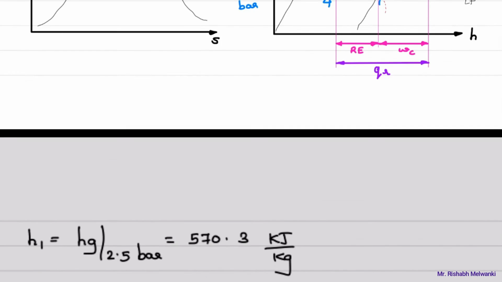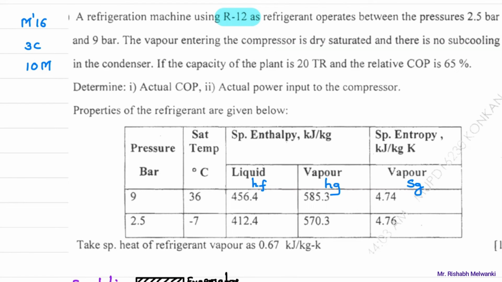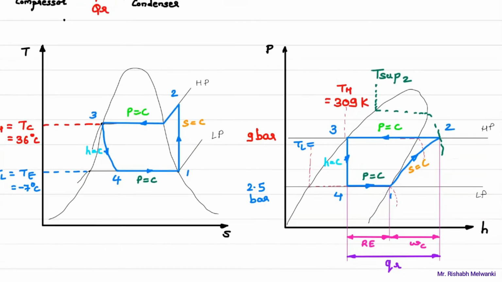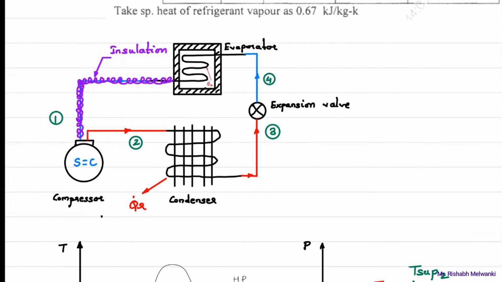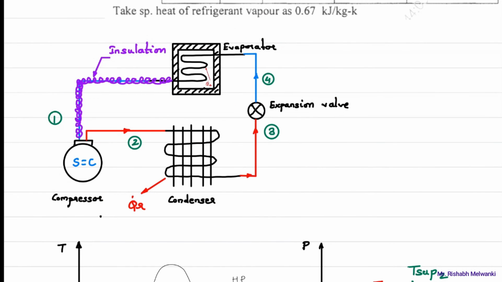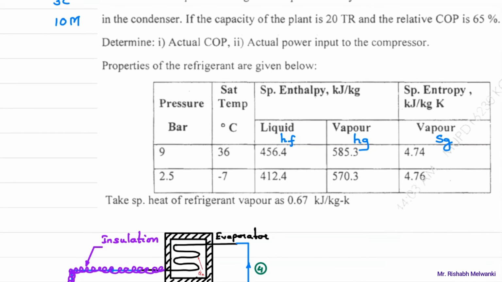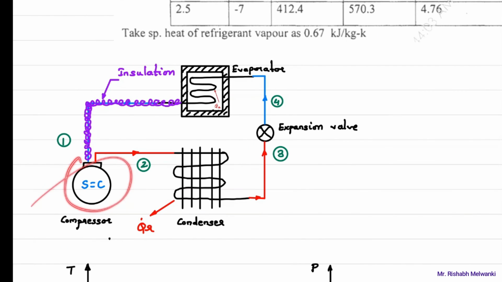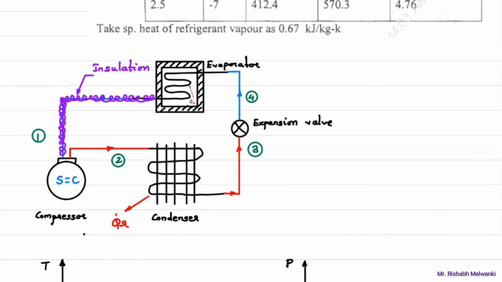What is given? Heat absorbed, or the capacity of the plant, is 20 TR, and this capacity means where is the heat absorbed? Heat is absorbed in which device? Evaporator. So we are using the equation of heat absorbed in the evaporator to find mass flow rate of refrigerant throughout the vapor compression refrigeration system. By taking that mass flow rate, we will find power input to the compressor. There we will use m dot r into H2 minus H1. But we require m dot r, so we are first calculating m dot r, mass flow rate of refrigerant. Did you understand now?